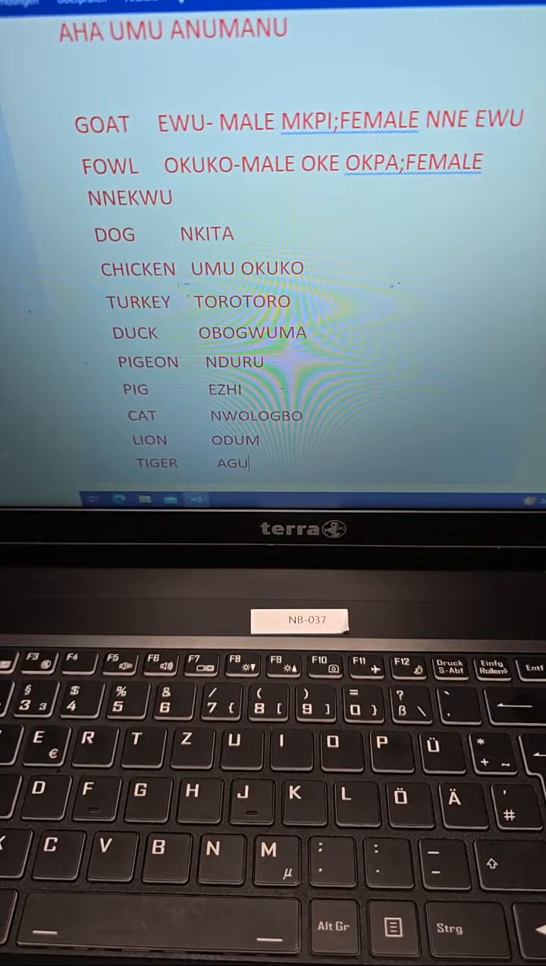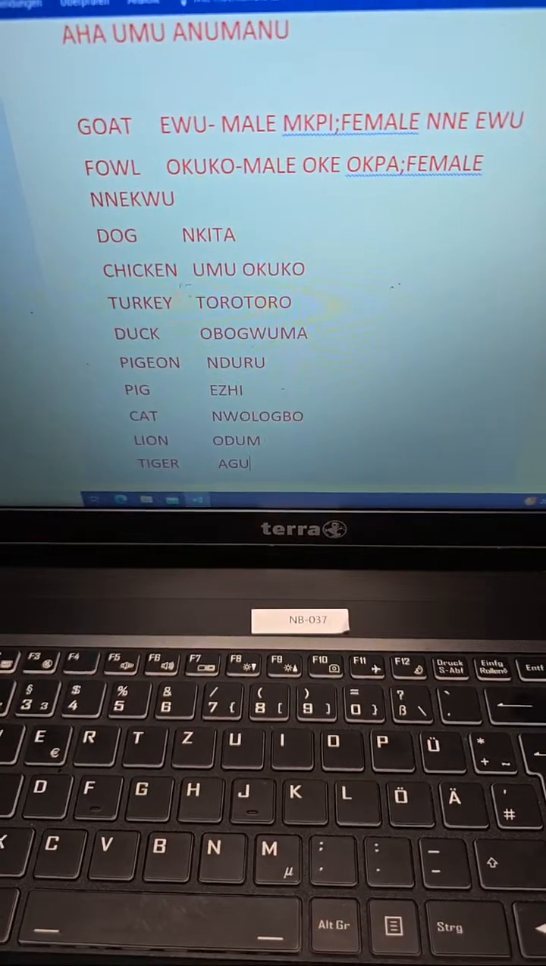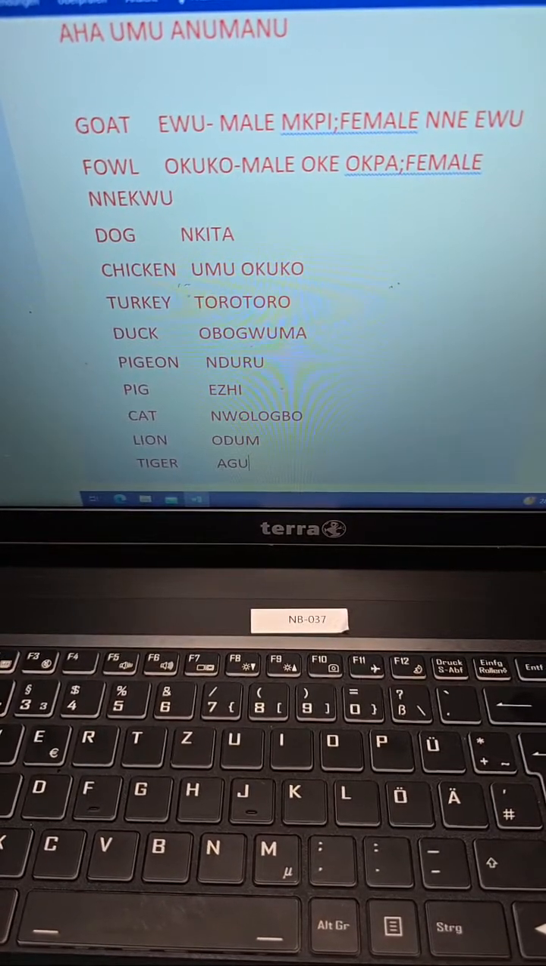Then we also have dog. Dog in Igbo language is called nkita. We also have chicken. Chicken in Igbo language is known as ụmụ ọkụkọ. We have turkey. Turkey in Igbo language is known as toro toro.